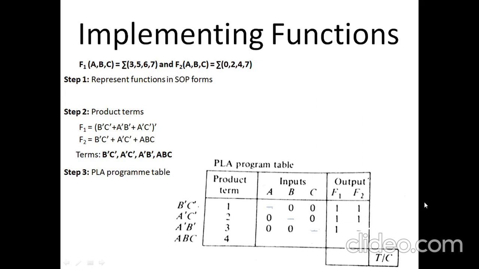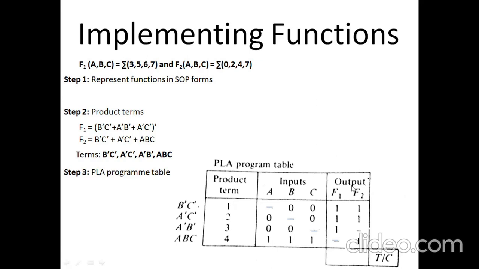Similarly for product term 4, A is there, B is there, C is there, and they are in the normal form. So 1, 1, 1. ABC is not part of F1, so it should be dash. ABC is part of F2, so it should be 1. Like this, F1 is dash and F2 is 1, and for the inputs ABC it is 1 for each of them. So we have completed the 4 rows for the 4 product terms.